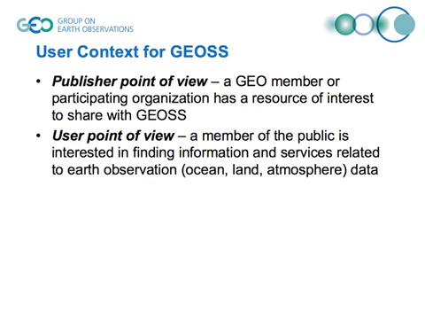There are two user contexts for GEOSS. One is the publisher's point of view, whether it's a GEO member, which is a country, or a participating organization, which could be a professional group. They have a resource of interest that they would like to share with GEOSS. The other is a user point of view, where a member of the public is interested in finding information and services related to Earth observation, such as ocean, land, or atmosphere data.